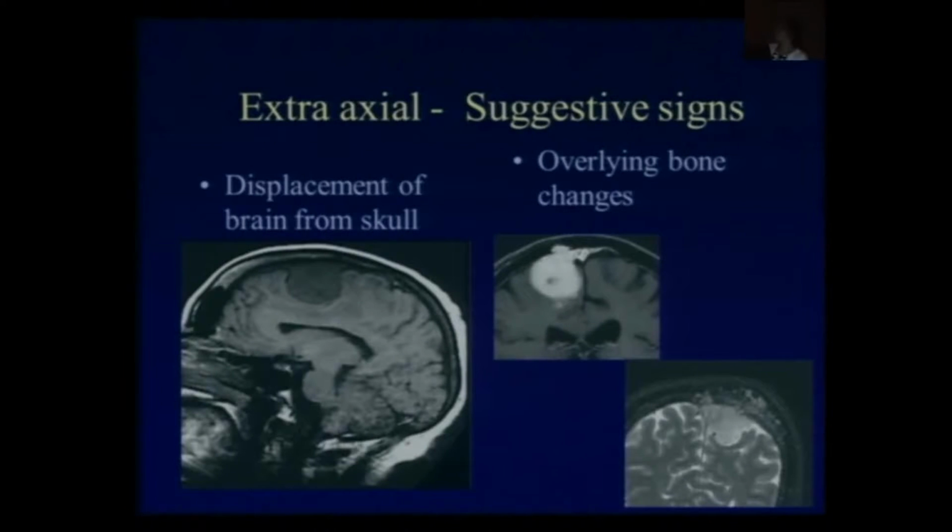If there are associated bony changes, you are more likely to be looking at an extra-axial lesion, mainly if there is destruction or hyperostosis. Scalloping can happen with lesions such as DNET, so that is not the main sign, but it can happen with lesions such as arachnoid cyst also.